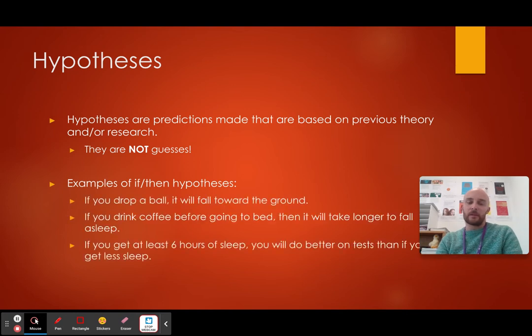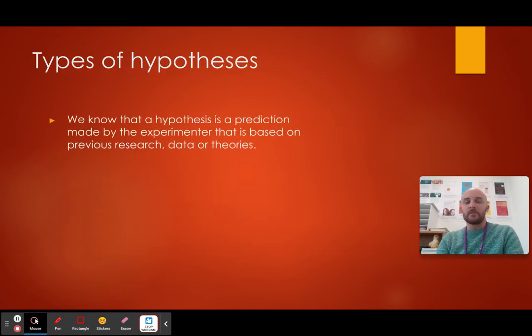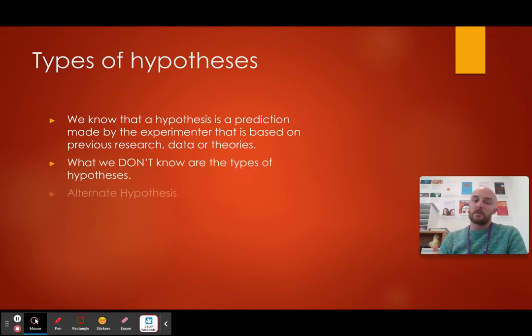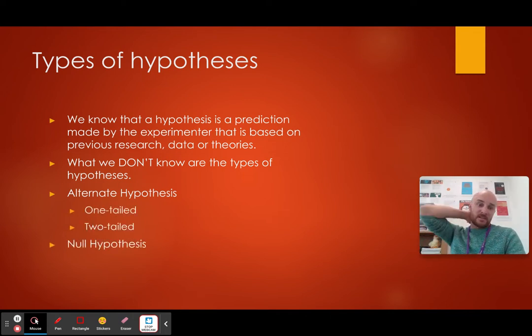And I'm not going to go through the if-then hypotheses just now, but you do need to know the different types of hypotheses. So, we know that a hypothesis is a prediction based on previous research, data, or theories. Fine, but what we don't know are the different types. So the two types you need to know are an alternate hypothesis, also known as an alternative hypothesis, but also null hypotheses as well.